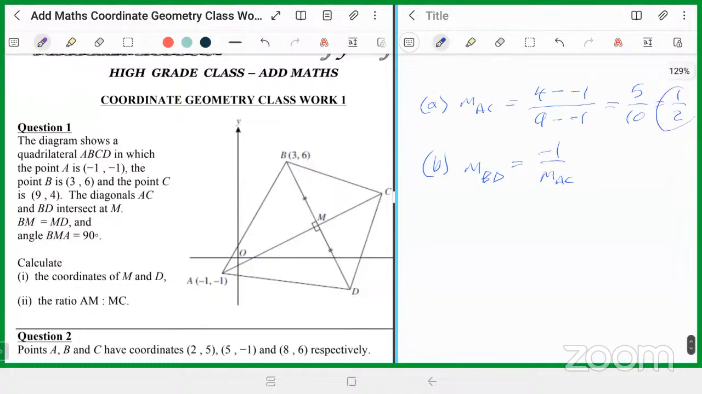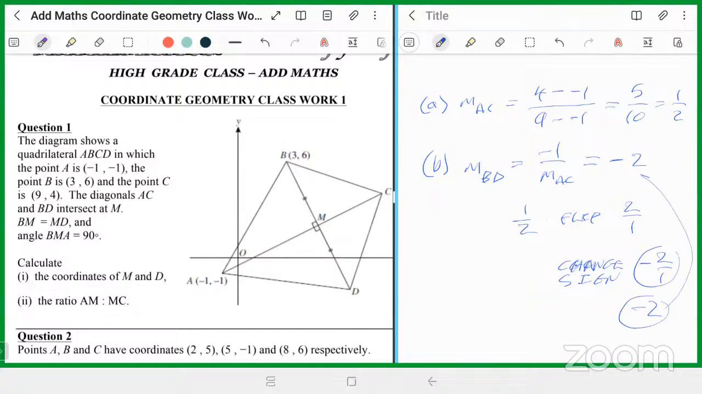So flipping the gradient of AC and changing the sign, or taking the half and putting it under there, any way you take it, you're going to get -2. If you have 1 over 2, you flip first. When you flip, you get 2 over 1, and then you change the sign. Positive becomes -2 over 1, and -2 over 1 is just -2. That's why the gradient here is -2.